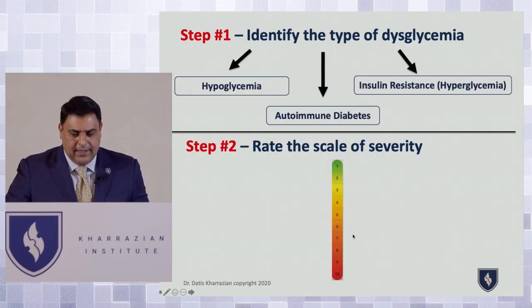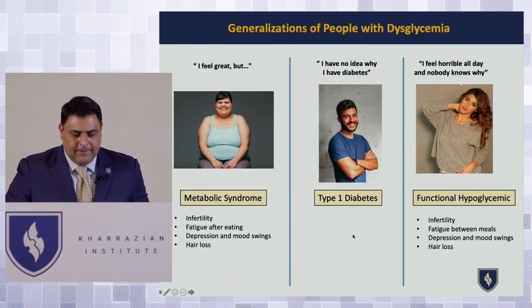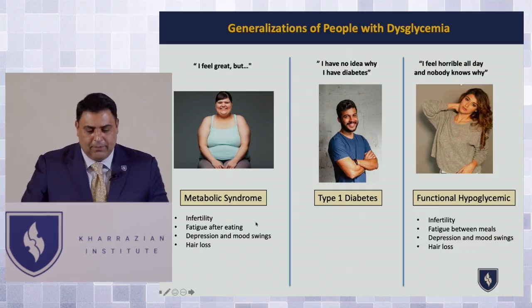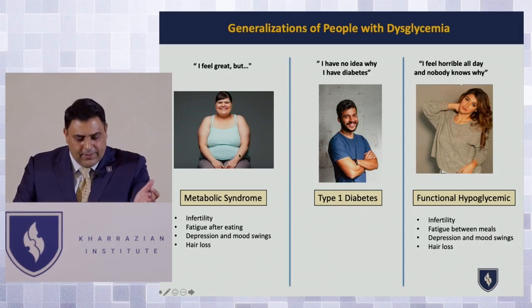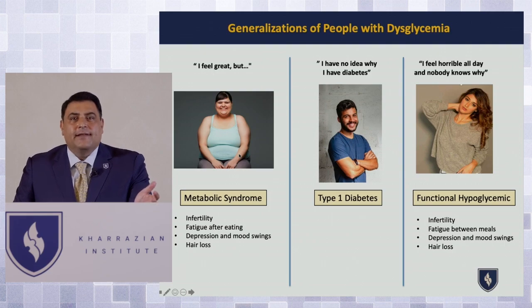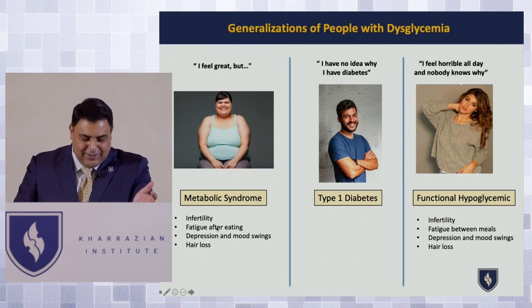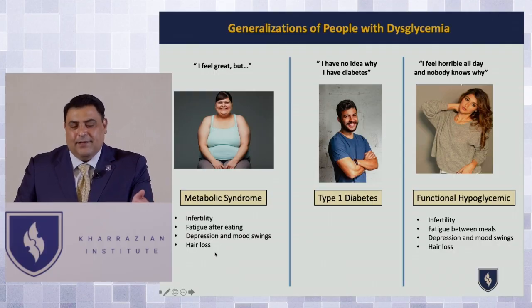Now, I'm going to tell you some stereotypes, generalizations of people with dysglycemia. The person that comes in who's got metabolic syndrome, that's overweight, they tend to always come in and say, I feel great, there's nothing wrong with me. But then they have infertility, fatigue after eating, depression, hair loss. They underplay what's happening. It just tends to happen all the time.